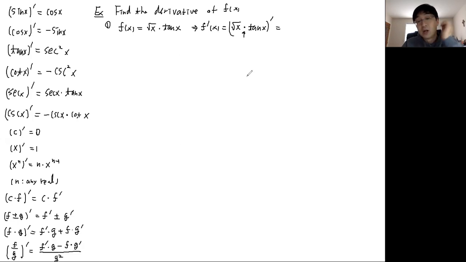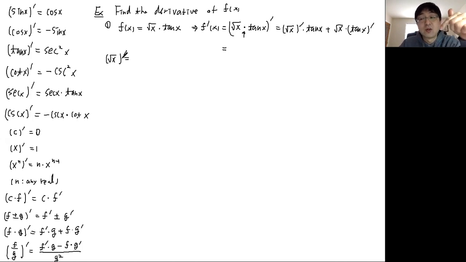The product rule: the square root of x prime times tan x, plus the square root of x times tan x prime. So like this, and calculate. What is root x prime? Do you know root x prime? The root x prime is not easy to calculate, the derivative of a radical function.